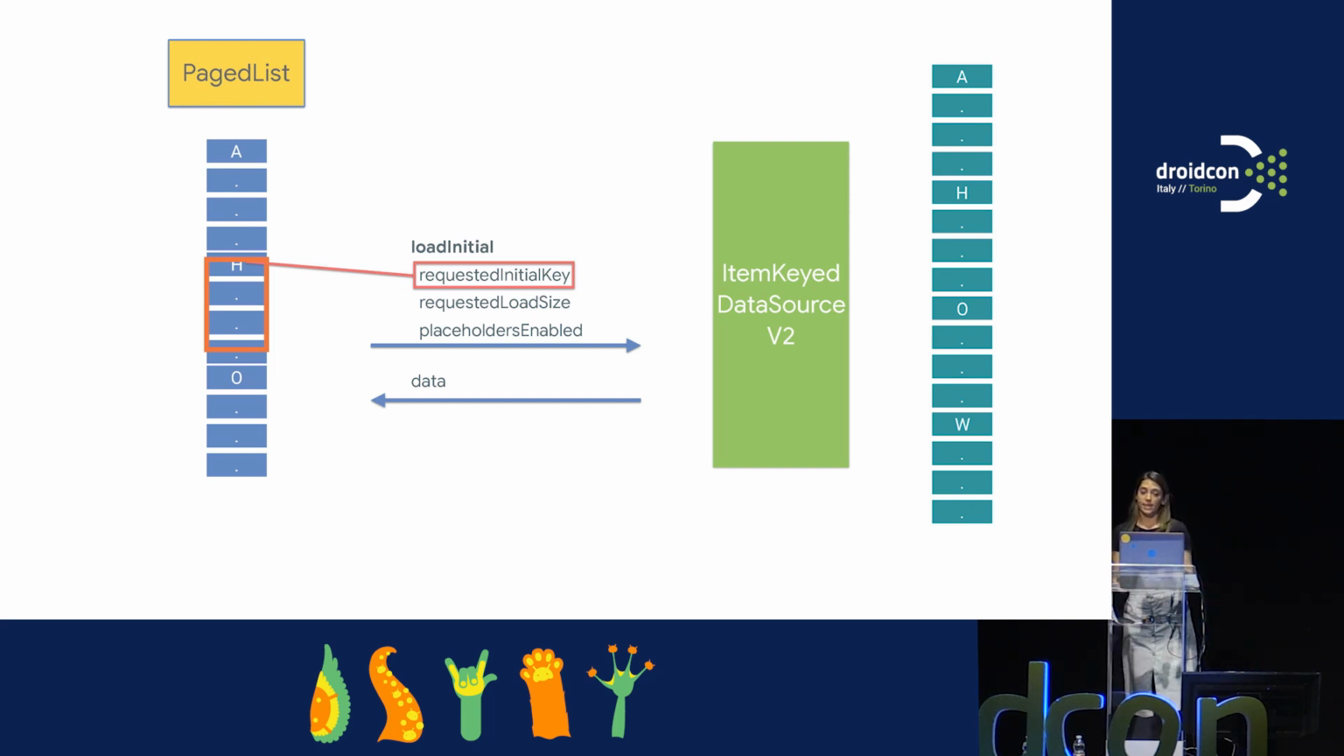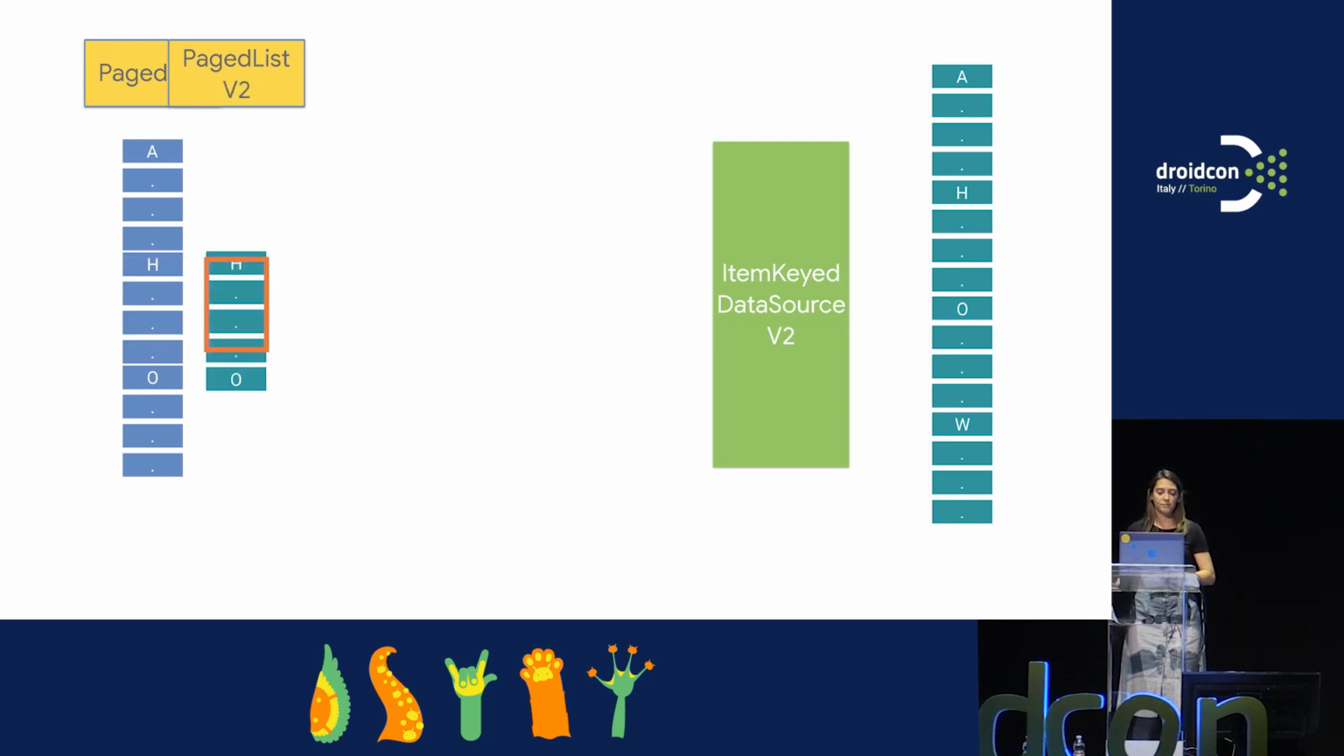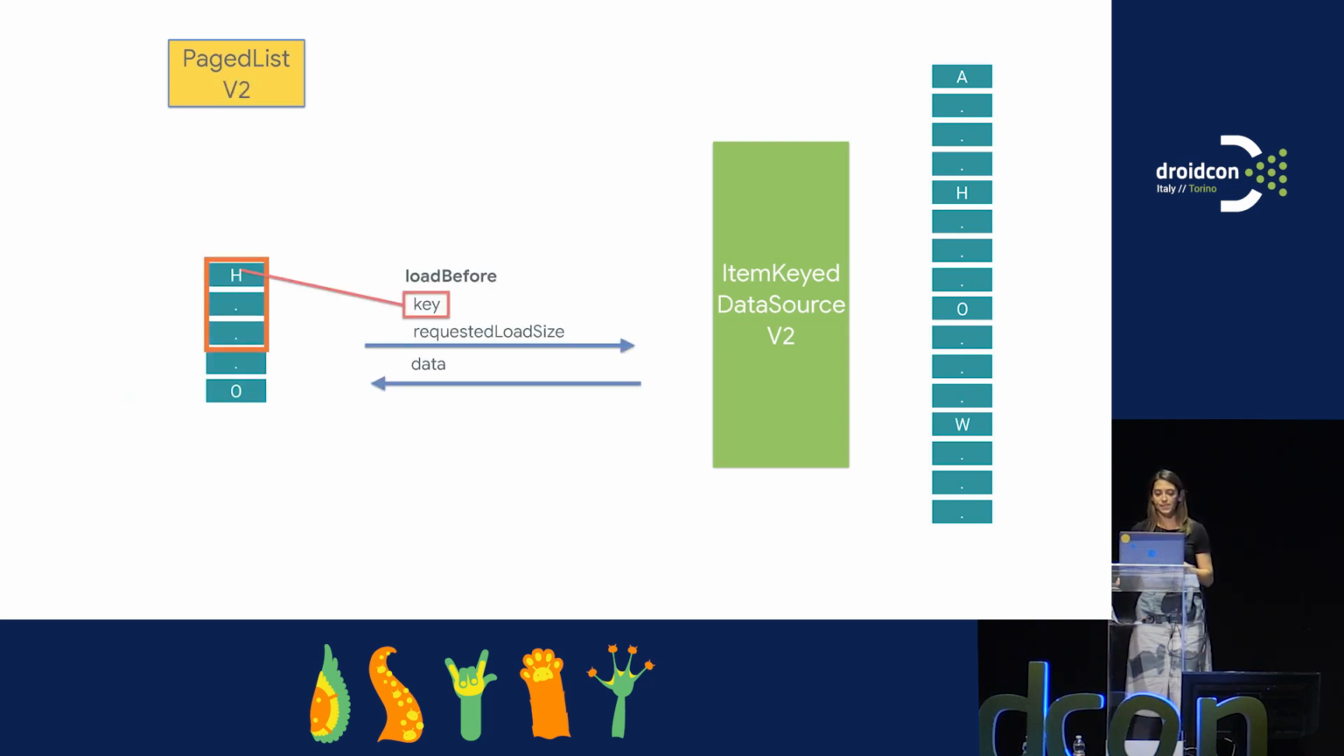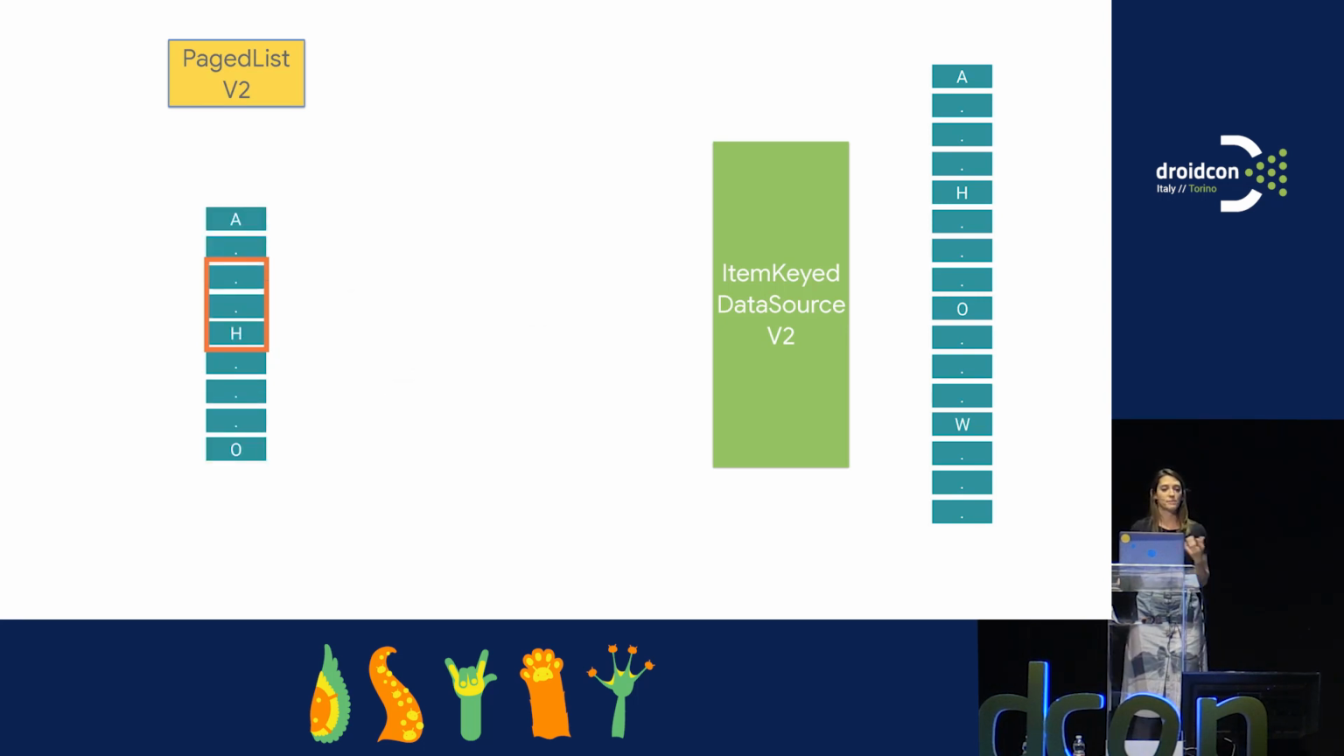If the data is invalidated, here's what happens. We're loading initial with the requested initial key, because we know what's the item displayed. And then we just get that data, and we display it. If we're trying to scroll up, because we have the key, then the load before method is going to be called with that key being passed. And then the items before the ones displayed are retrieved and then set to the page list.